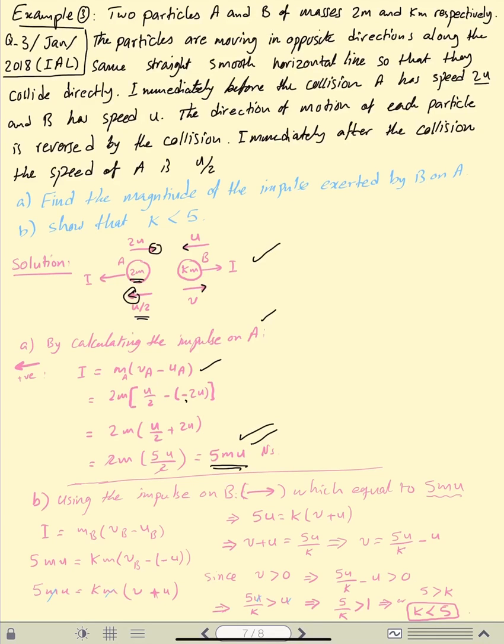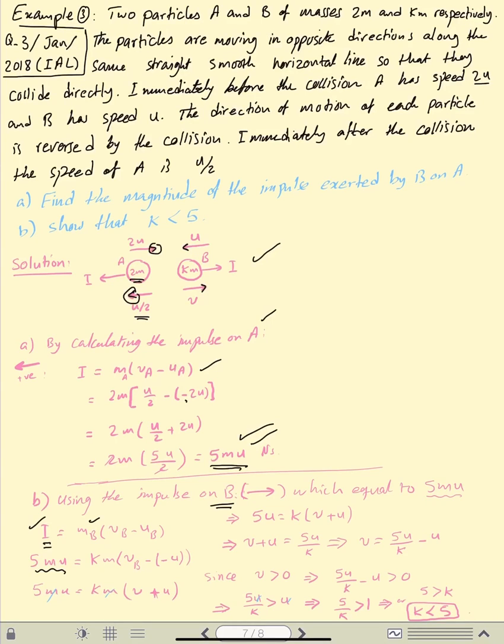Now, using the same value of impulse for B, you'll be showing his question. Since the impulse is equal, this is the application of the conservation of momentum principle. We put the impulse for particle B: 5mu is equal to the mass of B times (VB minus UB). What will you be getting now?